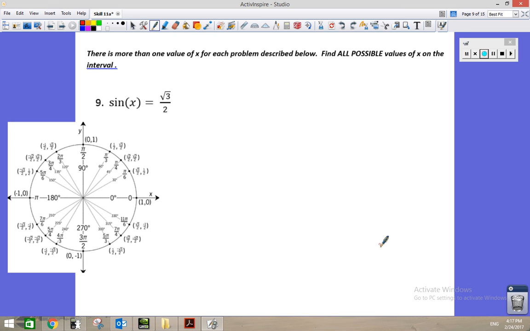All right, so what about this? Again, I'm doing the same approach. Since it's a sine, I'm interested in the y-coordinate. The y-coordinate here is positive, so I'm interested in looking in quadrants 1 and 2 for a y-coordinate that's radical 3 over 2. I find one of them right here, and I find the other one right there. So I can write, there's infinitely many solutions to this equation. I can't list them all, but I can describe these infinitely many solutions.